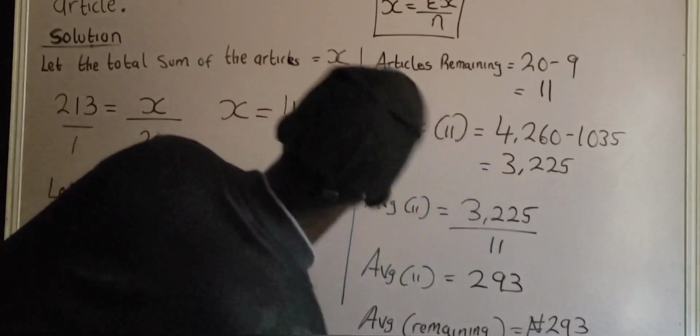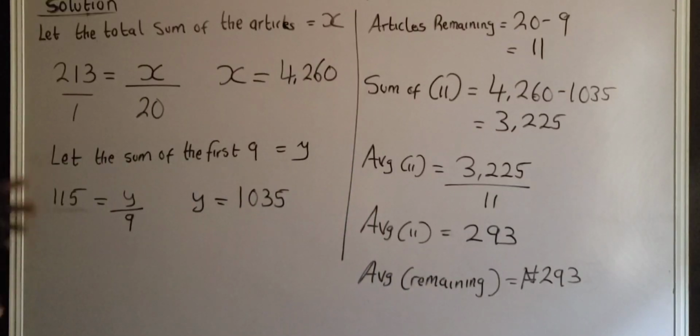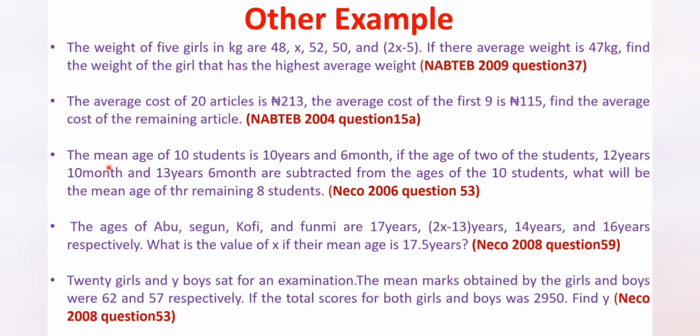293 naira. So that's the way I solve it. Now we are going to move to question number 3. The mean age of 10 students is 10 years and 6 months. If the ages of 2 of the students, 12 years 10 months and 13 years 6 months, are subtracted from the ages of the 10 students, what will be the mean age of the remaining 8 students?